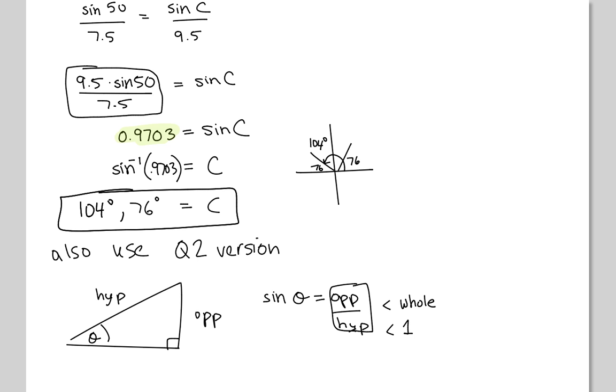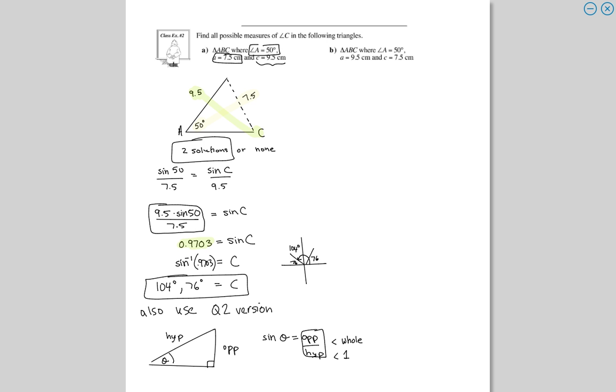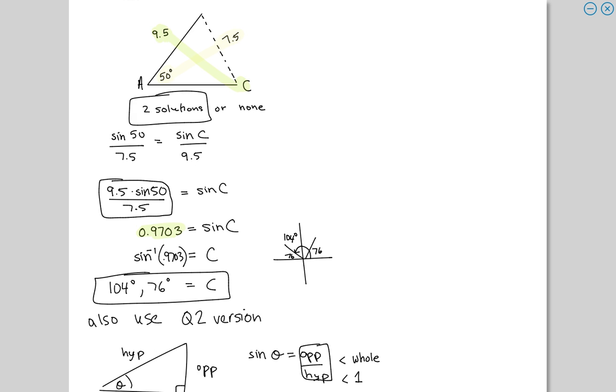Okay. So now when we go back to this triangle, see the way that I've drawn it right now? Which way have I drawn it? So C would be going with 76 right now. Do you see that?